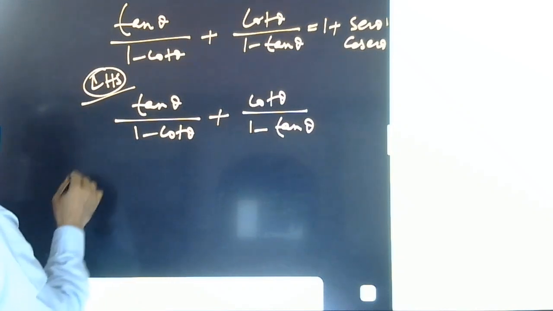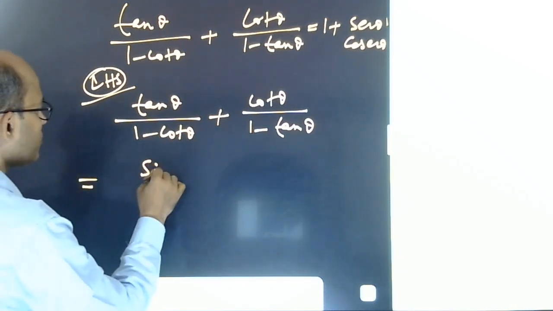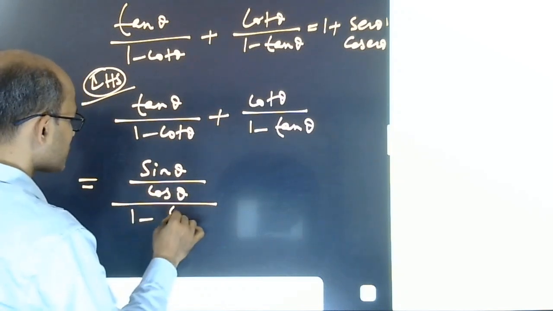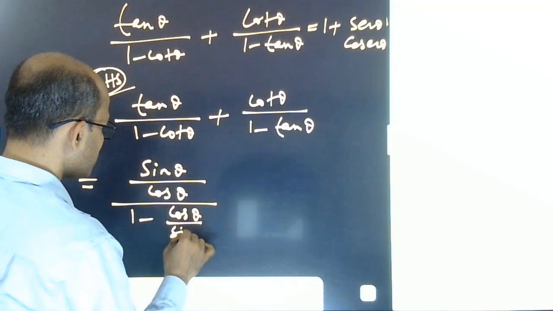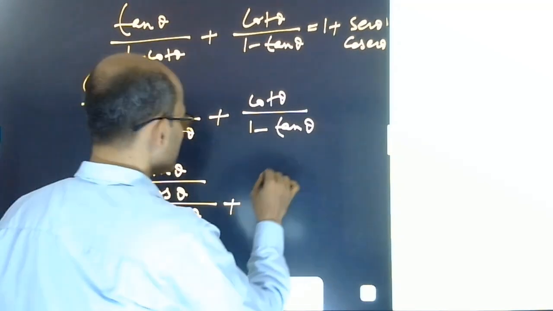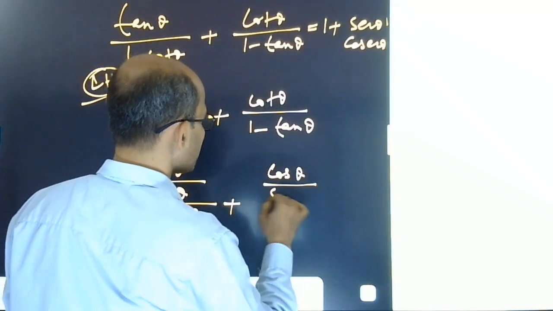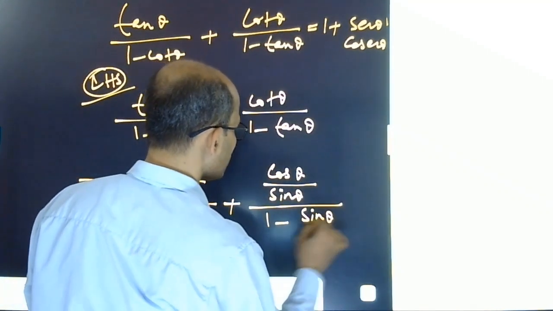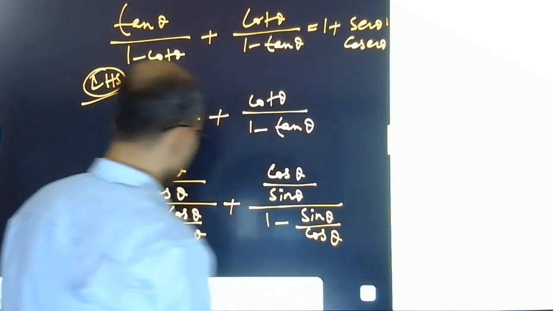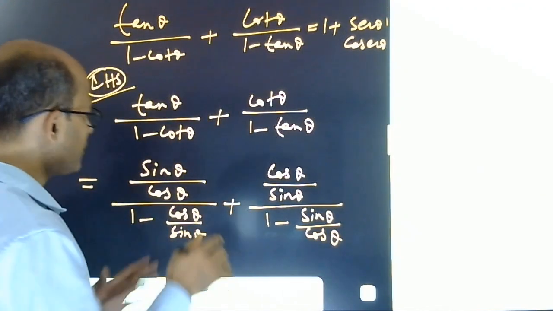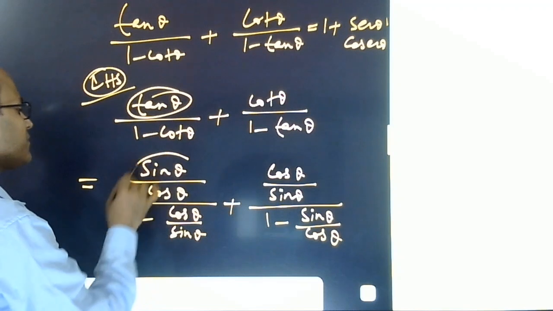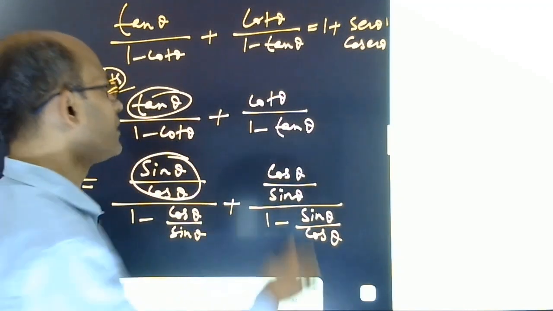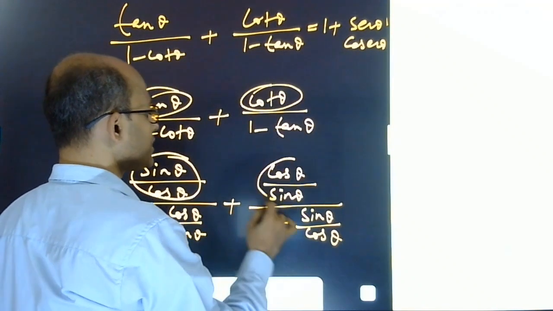And tan theta, what was the formula of tan theta? Sin theta upon cos theta. And the value of cot theta, cos theta upon sin theta. Cot theta will become cos theta upon sin theta, and the value of tan theta will become sin theta upon cos theta. I hope you people are understanding very clearly, because this tan theta has become sin theta upon cos theta from the formula. There is nothing very special.